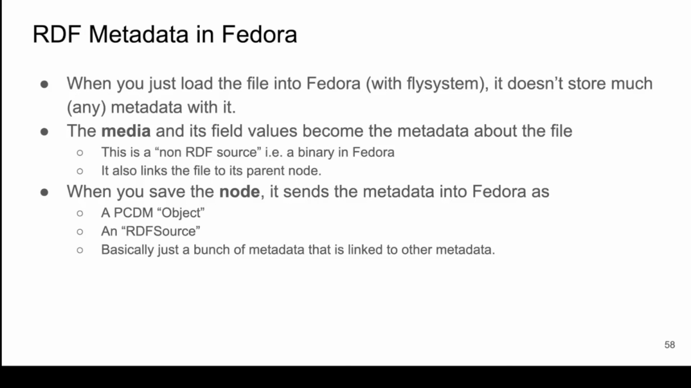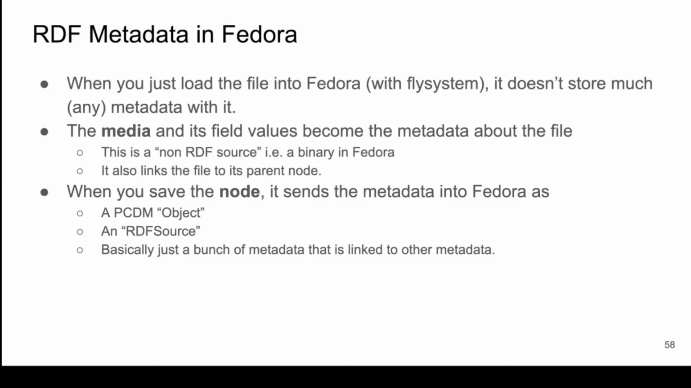When you save nodes, it sends the metadata into Fedora as well. In PCDM, the Portland Common Data Model, it calls it an object. That was the model that kind of inspired the standard Islandora model. So one node, one object. Here's a file, it's attached with a media use. Here's another file, it's attached with a different use. And they're all files of this object.